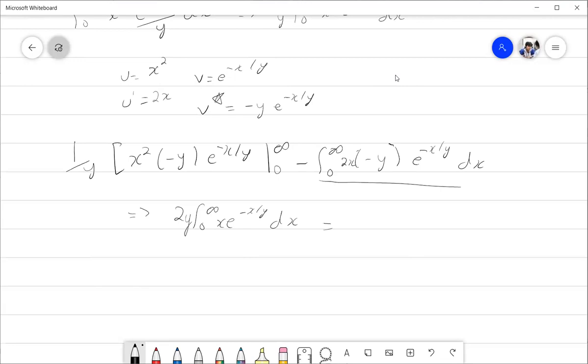Now solving this further, if I integrate this, this will be again 2y. I think we solved this by integration by parts earlier, so it should be pretty simple. Now earlier it was x square, and now it's x, so it becomes easier. So this will give us 2y minus y e to the power minus x upon y, and limits will be applied from 0 to infinity, which again I have the luxury of having the answer, which will be 2y square.